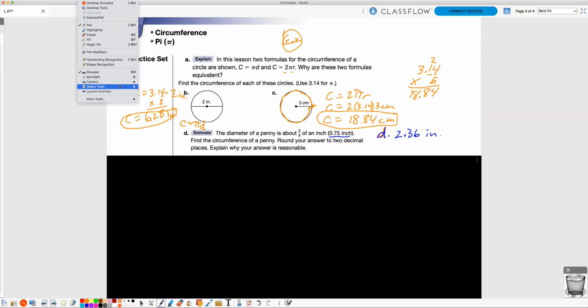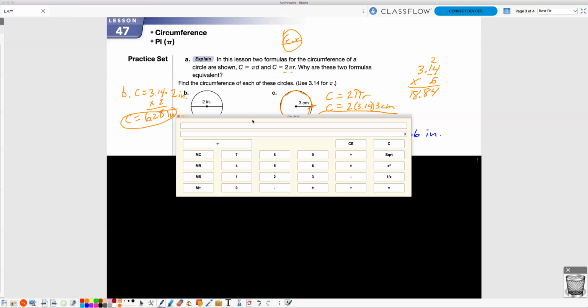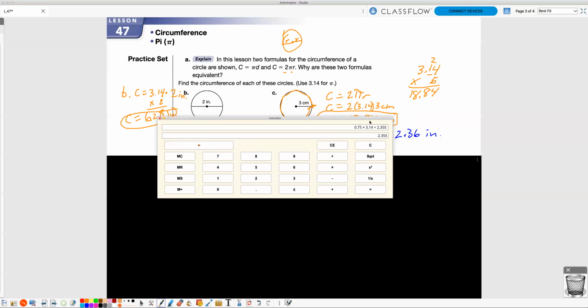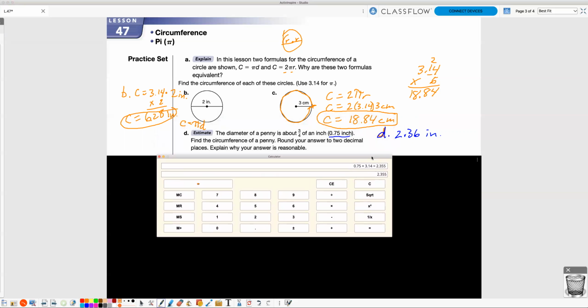The exact answer in this case is 75 hundredths times 3.14. Let me just show you using a calculator. If I have 75 hundredths times 3.14, you'd end up with 2 and 36 hundredths inches if you're rounding it to the nearest hundredth place. Round your answer to 2 decimal places, so that would be in that position right there. That's exactly what the answer would be, rounded to 2 places.